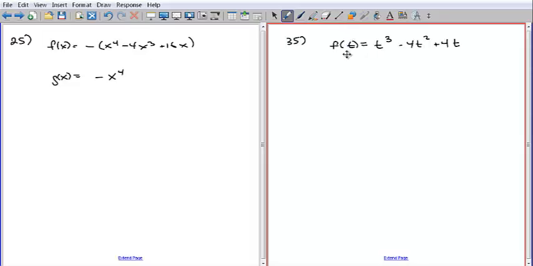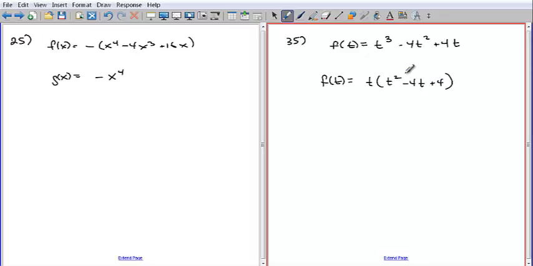So first thing you do when you're factoring expressions is you look to see whether x or t, or whatever the variable is, is in each term. We don't have a constant term, so that allows us to factor out the t. When you do that, t cubed becomes t squared, t squared becomes t, and t just becomes 1.